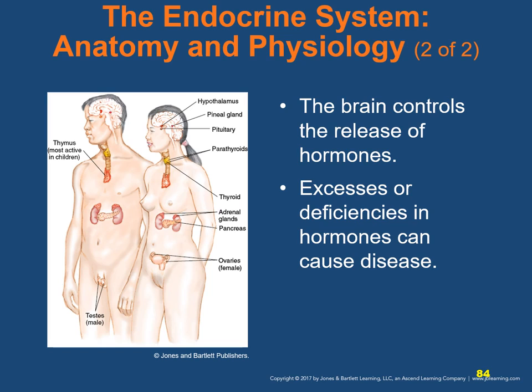The brain controls the release of the hormones, and excesses or deficiencies in hormones can cause disease. So the brain controls the release of the hormones, and if you have excesses or deficiencies of hormones, it can cause disease through various parts of the body, depending on which one is out of sync.